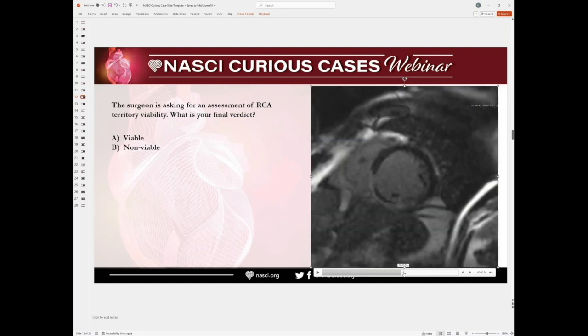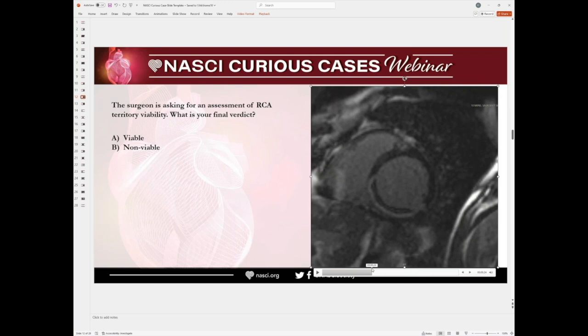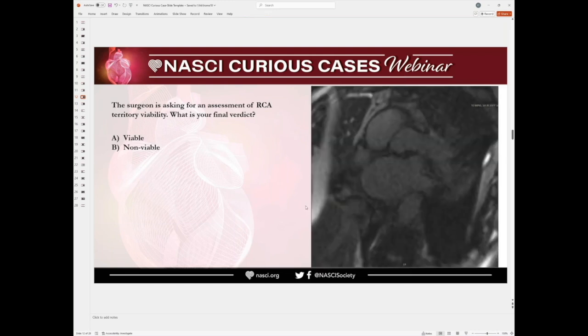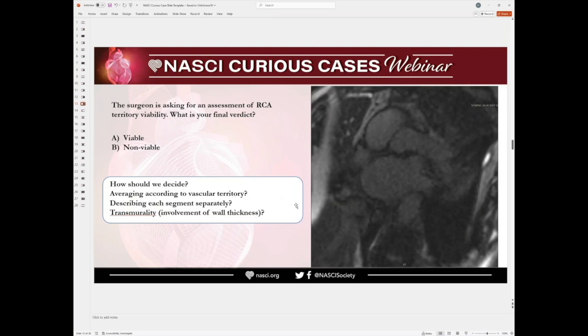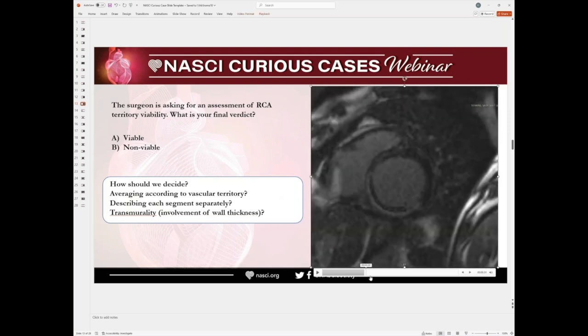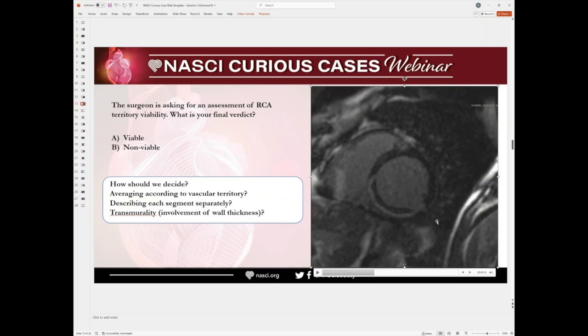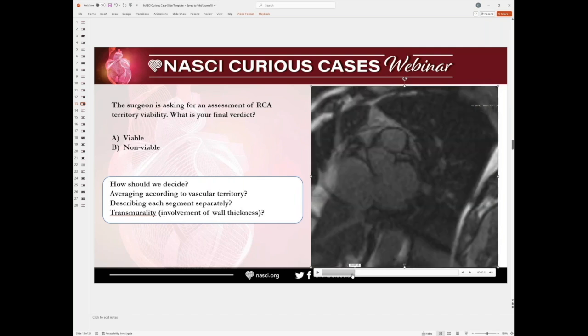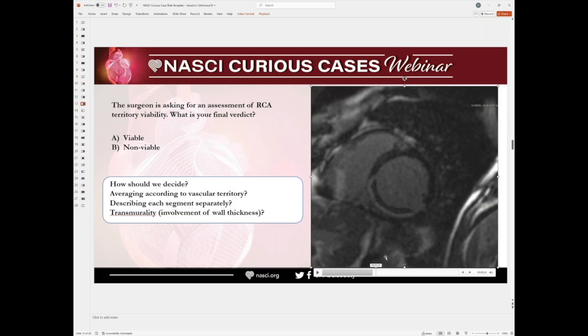I couldn't see any other LGE. And it's tricky to decide viability and non-viability. That's why I want to discuss this briefly here. When we're talking about viability and reporting it, how do you report it? Do you say the LAD territory is viable, the LCX territory, or do you go by segments and define all the segments separately? The other thing to keep in mind, even when we are talking about segments, is that we cannot just look at one image and decide.